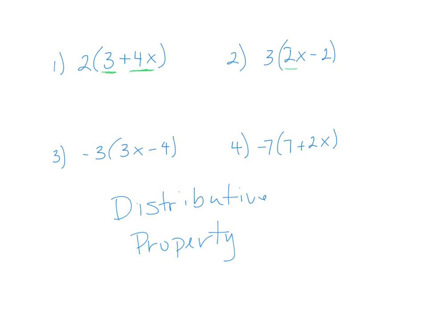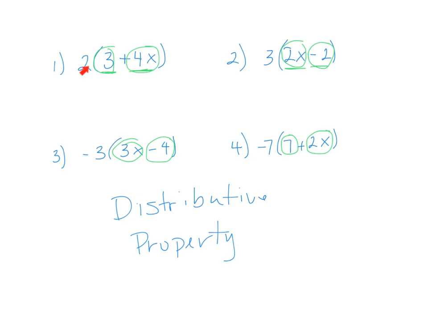In the second one, we have positive 2x and then a negative 2. That's a term, and that's a term. In the third one, we've got 3x and we've got a negative 4. That's the other term. Here we've got 7 and here we've got 2x. So sometimes it helps with the distributive property to realize what you have.